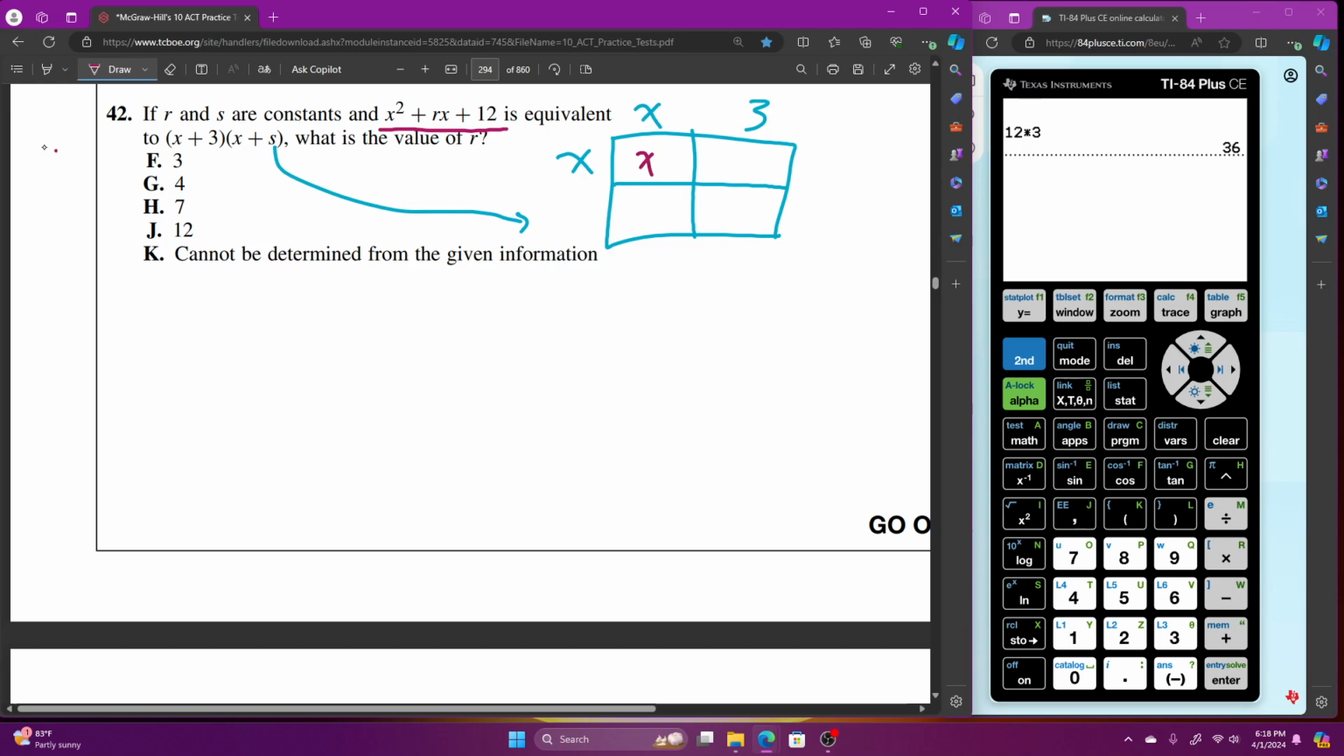X times x is x squared. X times 3 we know is 3x. This we don't know. We know we have a 12 here. The only way to get a 12 here is if s is equal to 4. So 4 times x is 4x. Combine like terms to get our middle rx term. 3x plus 4x means that r equals, you got it, 7.